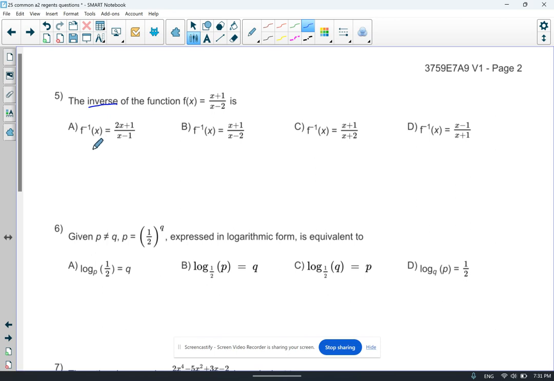So with any inverse function procedure, what you want to do is first replace f of x by y. And now we switch x and y. Okay. And now what we're going to do is cross multiply.